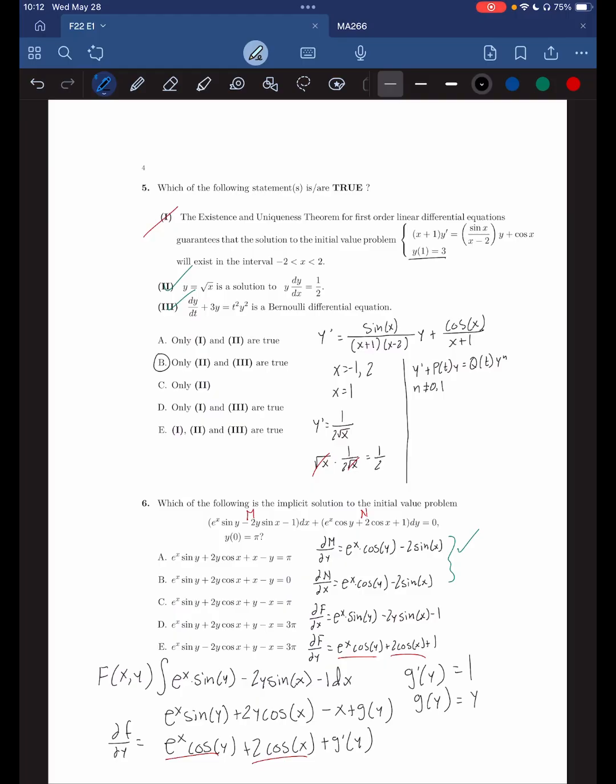Now, so our solution with our c's is, I'll write this in a different color, e to the x sine y plus 2y cosine x minus x plus y is equal to c.